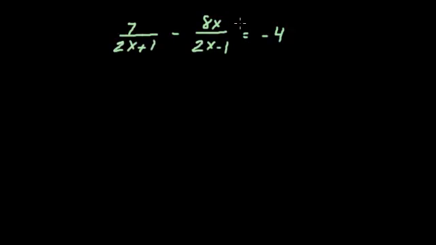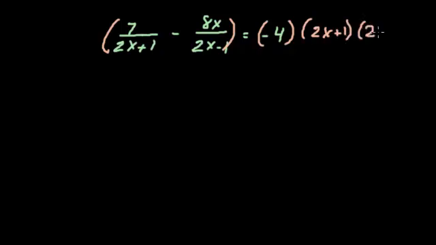Alright, now here's a nice equation. You see, it's really messy looking and it's got fractions in it, so it looks really hard. So let's try to get this one done. Once again, I'm going to get rid of these denominators by multiplying both sides by the common denominator. So multiply both sides by 2x plus 1 times 2x minus 1.